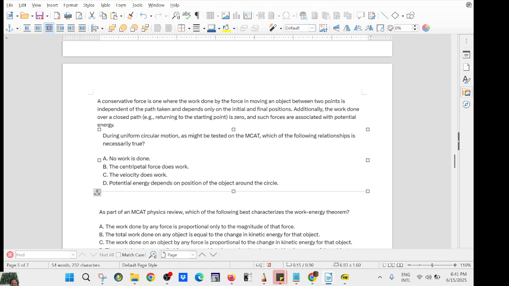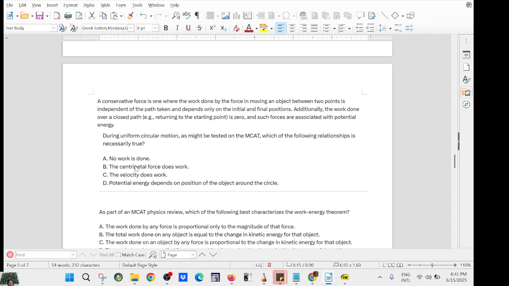Which of the relationships says no work is done? Okay, that's true. The centripetal force does work. That's not true because it's uniform, so there is no component of the force along the displacement. The velocity does work. No, a velocity does not do work. Only a force can do work.